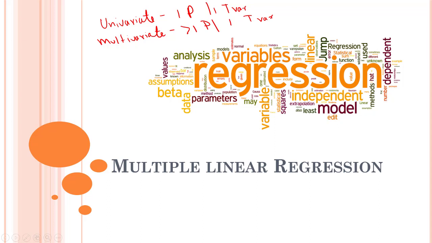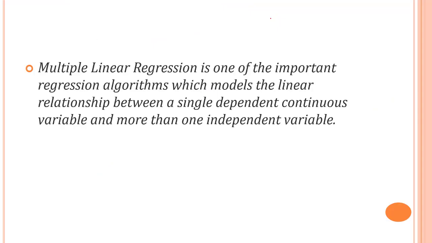Multiple linear regression is an extension of simple linear regression, as it takes more than one predictor variable to predict the response variable. We can define multiple linear regression as one of the important regression algorithms which models the linear relationship between a dependent continuous variable and more than one independent variable.